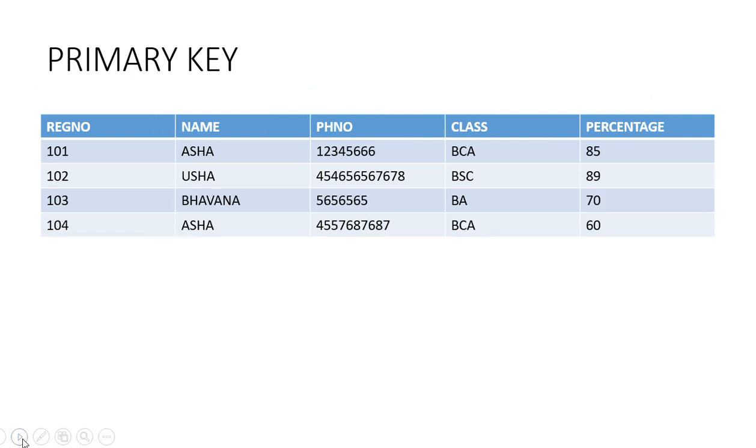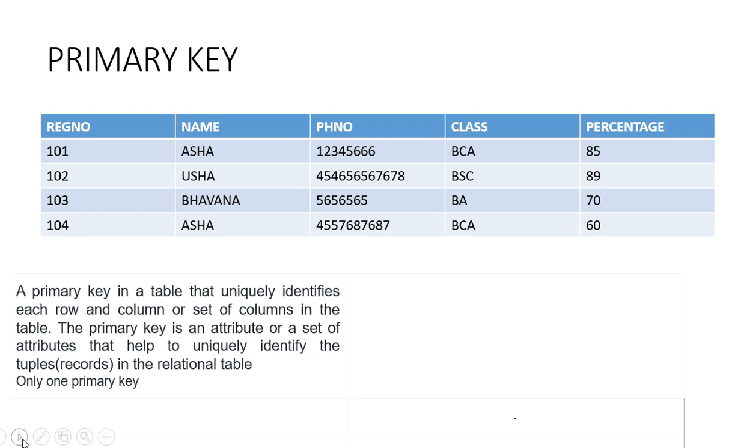So next is a primary key. As I said, in a table there could be only one primary key. What are the characteristics? A primary key uniquely identifies a row or column for any data, and there can be only one primary key in the table. There cannot be two primary keys.